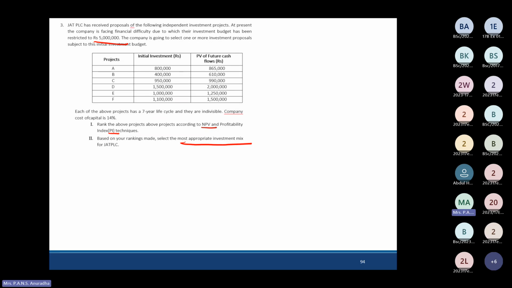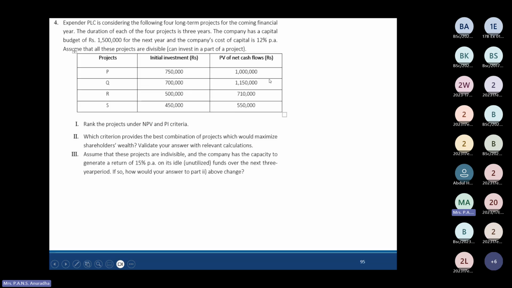So let's do this one quickly. I think I can manage cost of capital within next. This one is also the same thing. The same budget limit is there, 1.5 million. Same question: you have to calculate the NPV and PI index. Then you are asked which criterion provides the best combination of projects to make the shareholder well off.